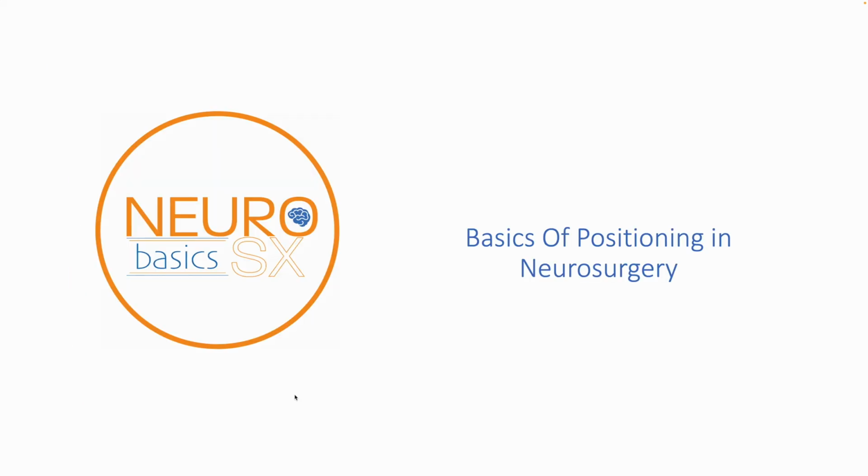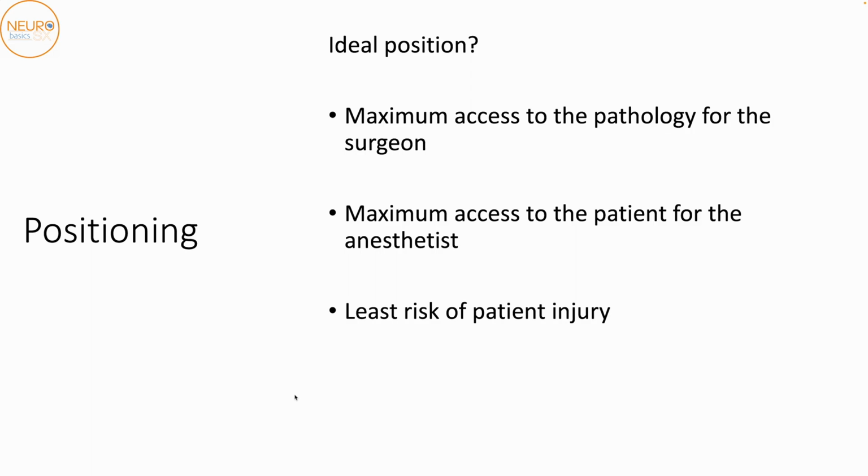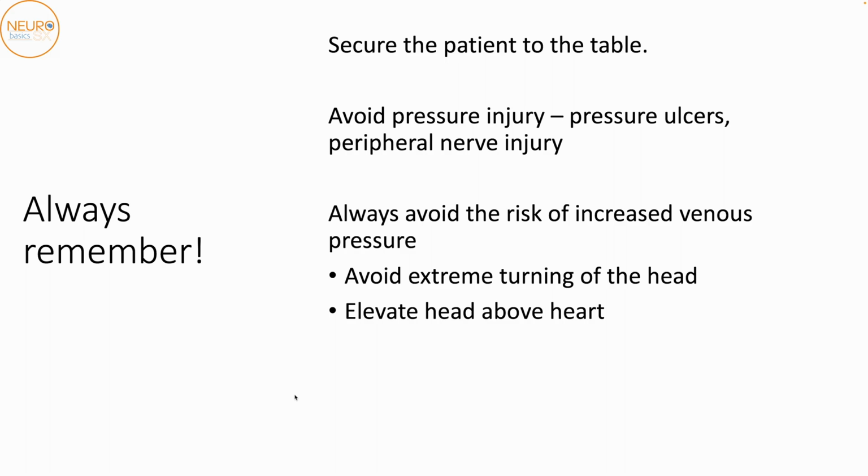Coming to the basics of positioning in neurosurgery, an ideal position for any patient when you're operating on them should provide maximum access to the pathology for the surgeon while still providing maximum access to the patient for the anesthetist. But also including these two, the position should put the patient at least risk of injury. So always remember a few things when it comes to any position.